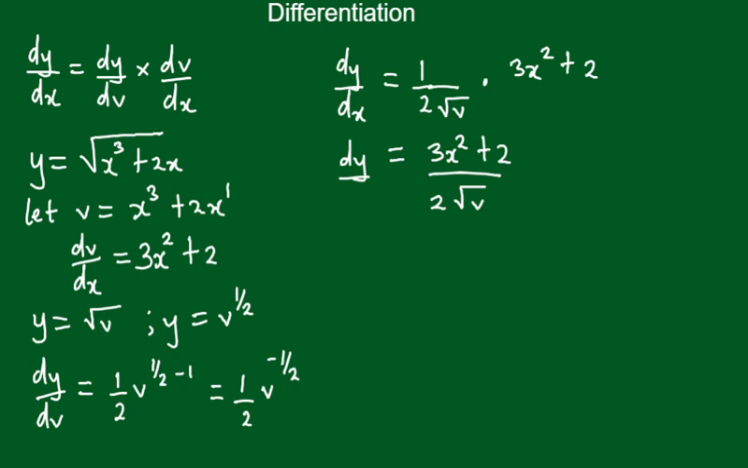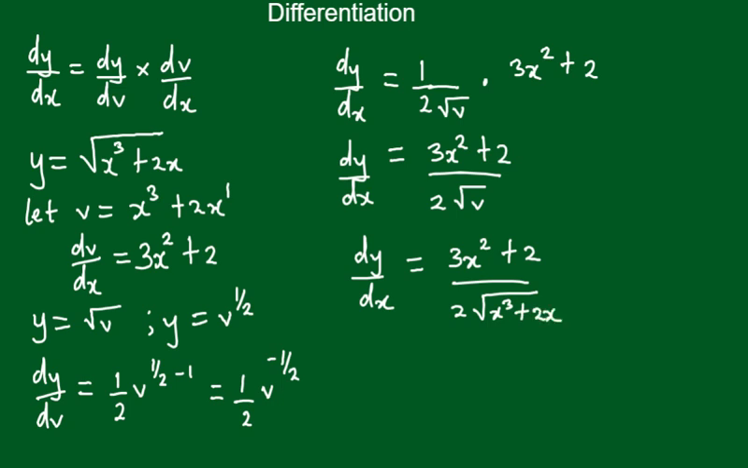But we know that v is equal to x cubed plus 2x. So we can now substitute that equation, x cubed plus 2x, for v. So this becomes 3x squared plus 2 all over 2 square root of x cubed plus 2x. So this is our final answer. We have just applied that equation of the chain rule.